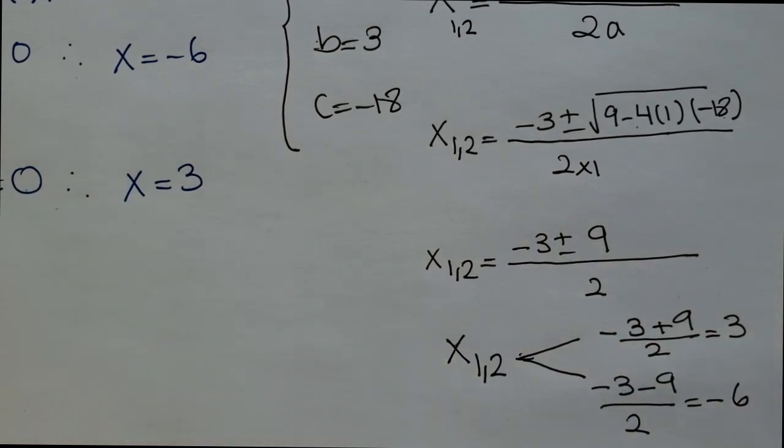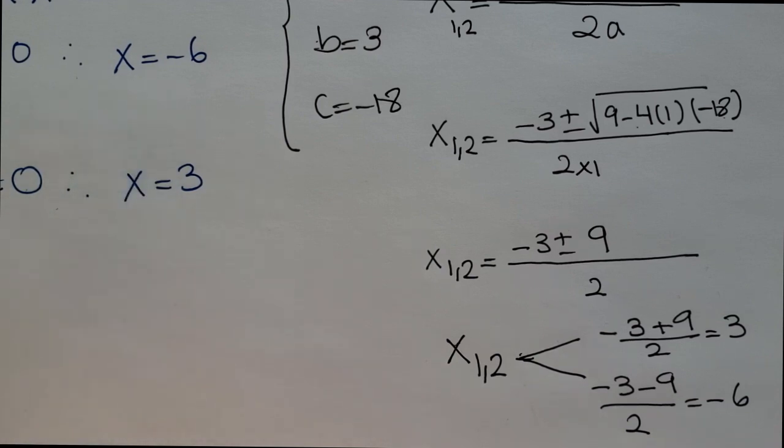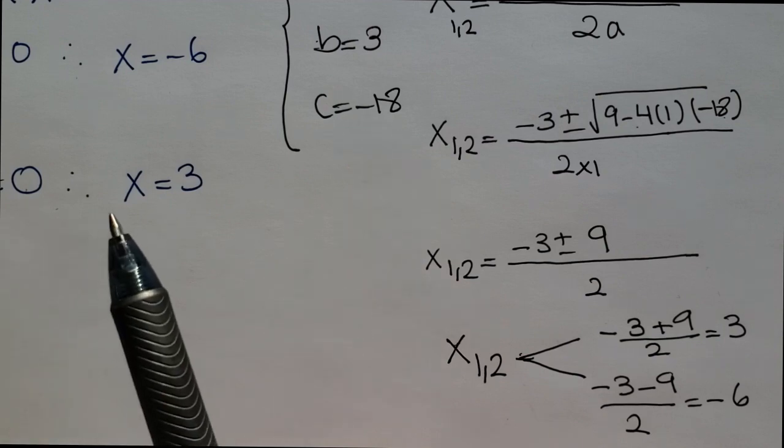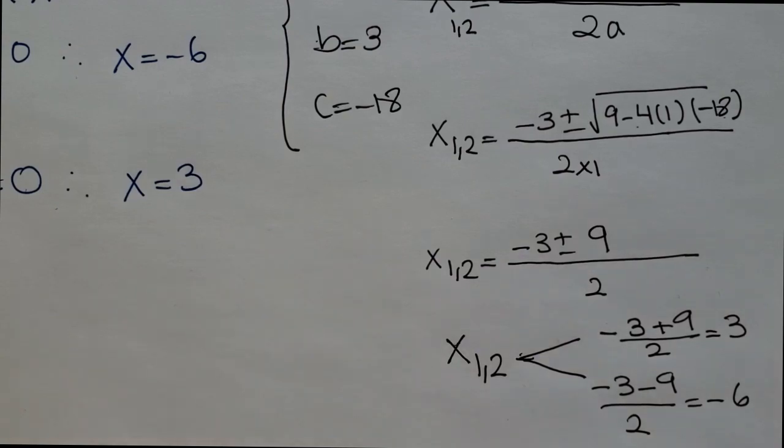So one of the answers is 3, the other one is negative 6, and it's exactly the answer you got in the factorizing method. I just want to make a point here that no matter what method you use to solve a quadratic equation, you should come to the same answer, or the same roots. So if you use the factorization method and you're not sure about your answers, you can either substitute them back into your original equation and make sure it's equal to 0, or you can use the quadratic formula and double check your answers.